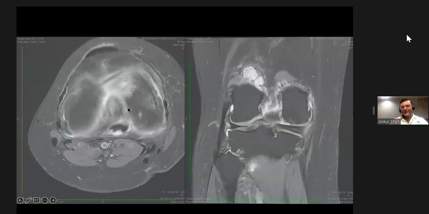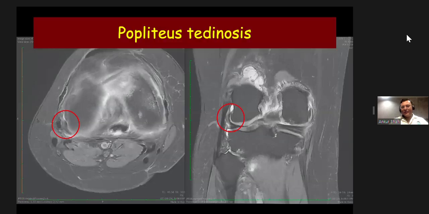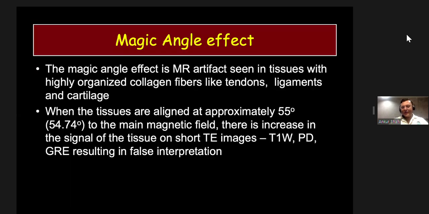As I said, this is the area in the patellar tendon which looks bright, hyperintense. Many times it is also seen in the popliteus tendon. But when we look at the T2 weighted images, they look normal, and that is because of the magic angle artifact or magic angle phenomenon, which is an artifact seen in tissues having highly organized collagen fibers like tendons and ligaments, and even sometimes cartilage. When these tissues are aligned at an approximate angle of 55° with the main magnetic field, there will be an increase in the signal in this tissue on the short TE images.